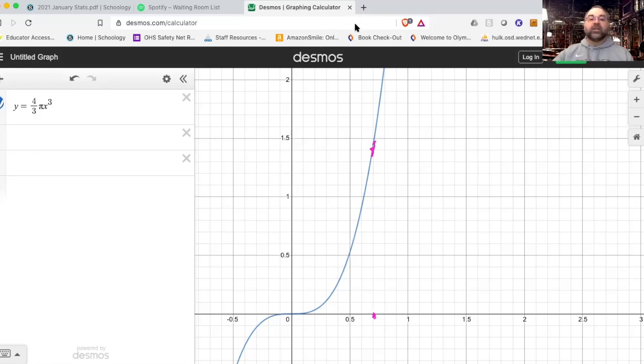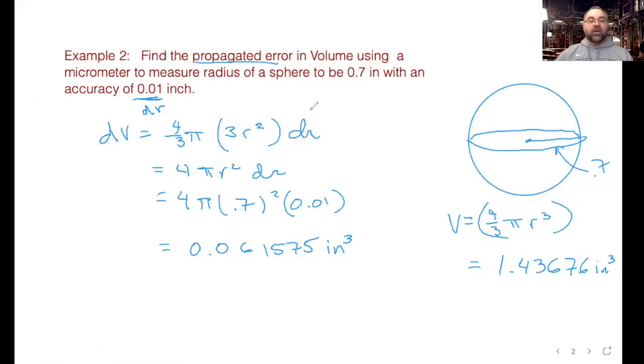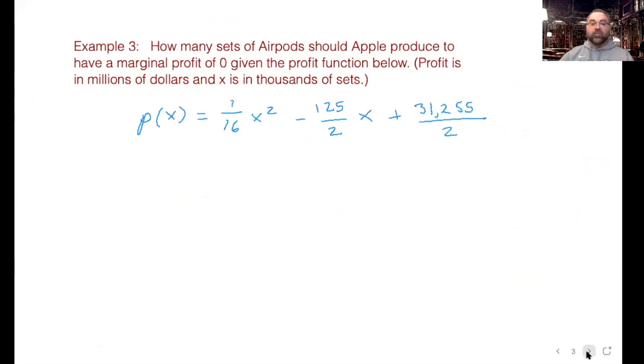So, let's go back to the whiteboard here. There we go. So there's a nice application of differentials, error propagation. Another application of differentials that you will run into comes from economics. Now, in economics, they don't call them differentials. They call them marginals. Like we'll talk about marginal profit or marginal cost or whatever.